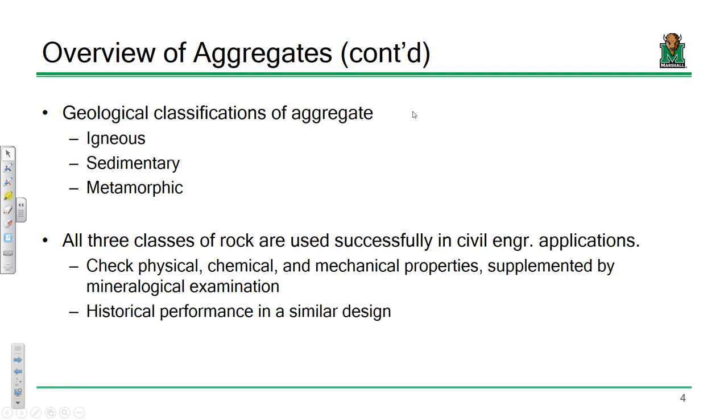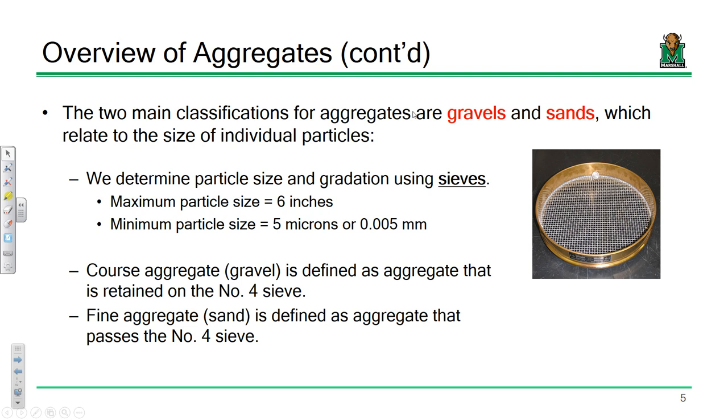Okay, so you all know the three classes of rocks: igneous, sedimentary, metamorphic. All of them can be used successfully in civil engineering applications. Just make sure that you know the properties. That's really one of the biggest components of this stuff, and that's what we're trying to learn in this class, the properties of a given aggregate. While we're not doing it this week, we will really be doing it next week.